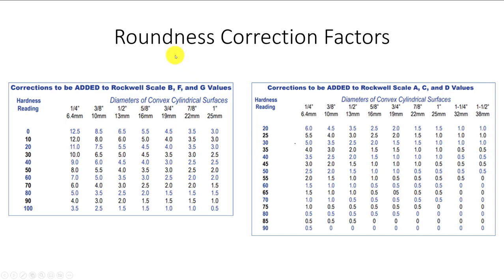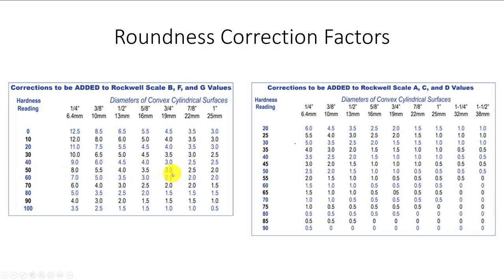Now, roundness correction factors, we'll see where we pull these up in the standards, but basically we need to make sure we're dealing with concave or convex surfaces, and get that correctly. And then we need to make sure we're reading if we're on B scale or C scale, and then we're going to have to take into consideration the diameter of the part, take the reading that we have, and add the values that we see in the lining up of the rows in the column. And so that's going to do that.